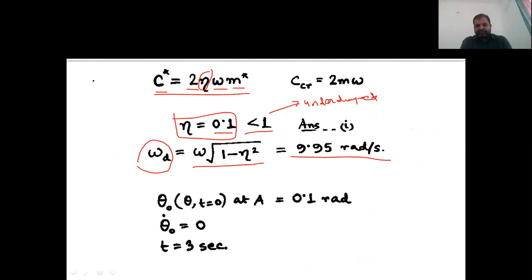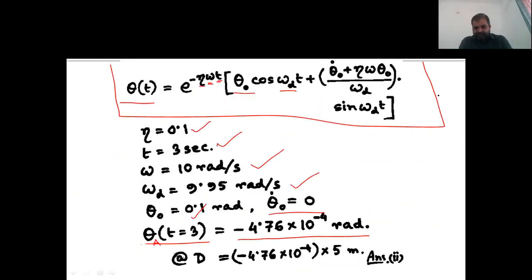After 3 seconds, whatever the value is coming here, multiplied by the length of this bar, 5 meter, will give you the displacement at t equal to 3 seconds at point D. Sorry, this will come in meter, because I multiply radian with meter. This minus sign represents the direction.